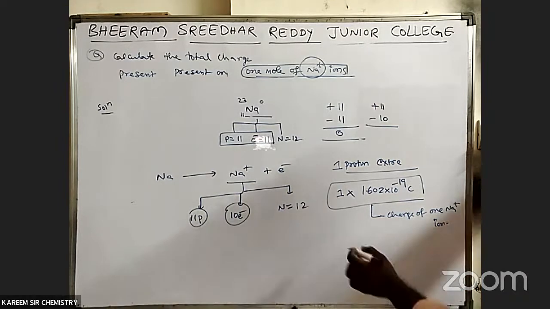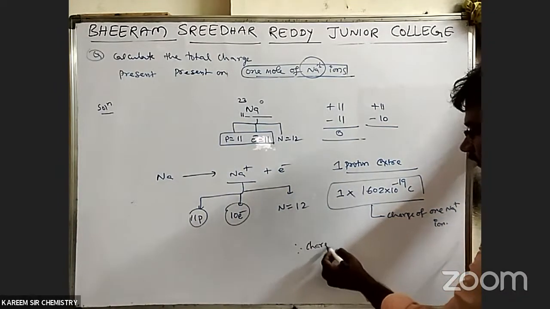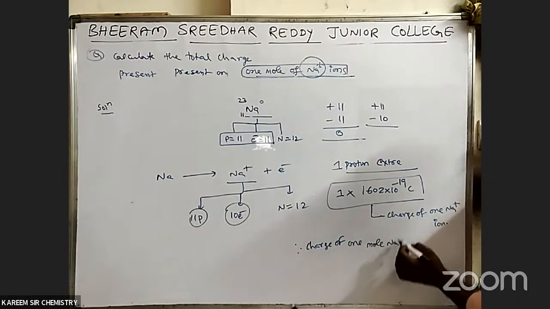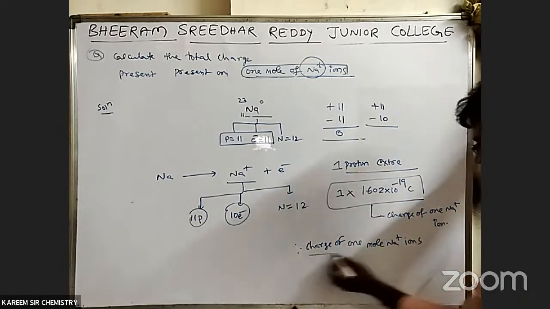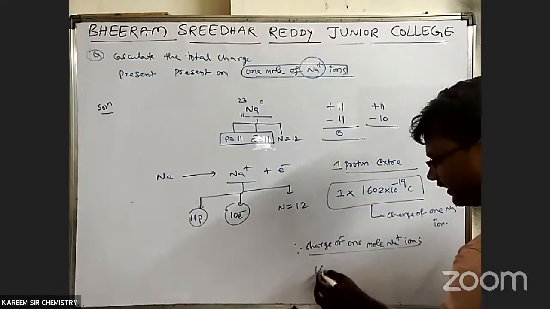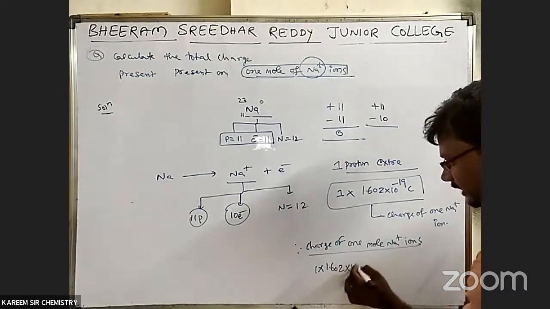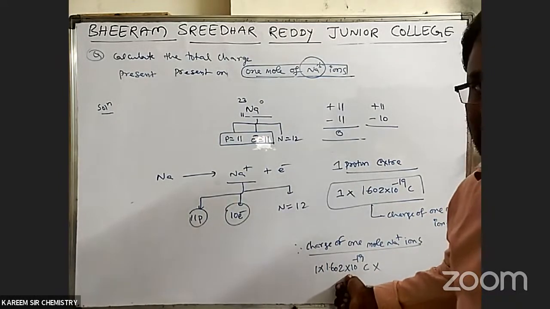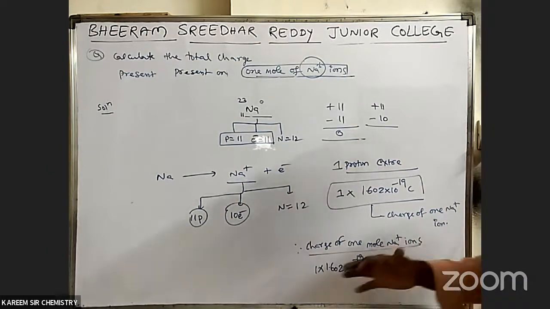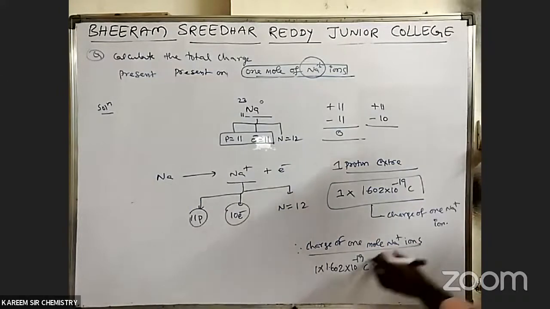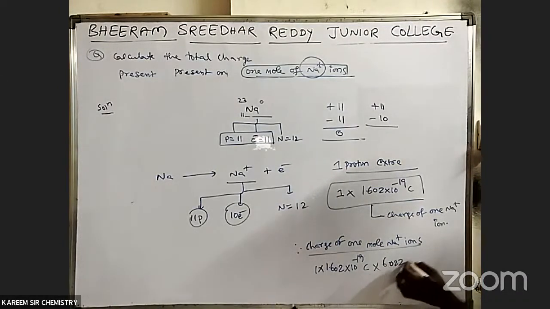Now, therefore, the charge of 1 mole Na plus ion. See here, 1 mole Na plus ion. This is 1 into 1.602 into 10 power minus 19 coulombs. This is the 1 proton charge extra. 1 mole Na plus ions means 1 mole protons are extra compared to electrons. So 1 mole means what is the number? 6.022 into 10 power 23.